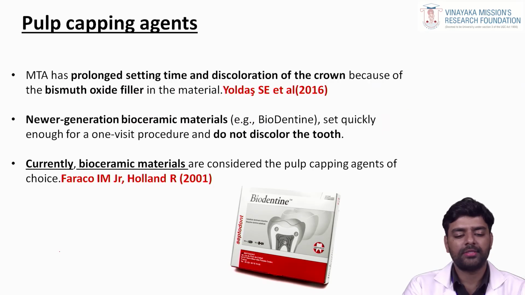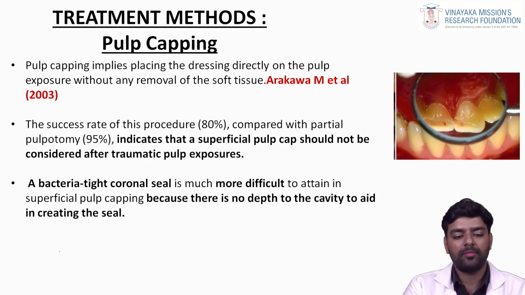Then as pulp capping agents, MTA and bioceramic materials are available. MTA has a prolonged setting time and causes discoloration of the crown because of the bismuth oxide filler in the material. New generation bioceramic materials set quickly enough for a one visit procedure and do not discolor the tooth. Currently, bioceramic materials are considered the pulp capping agents of choice. The pulp capping treatment protocol implies placing the dressing directly on the pulp exposure without removal of soft tissues.